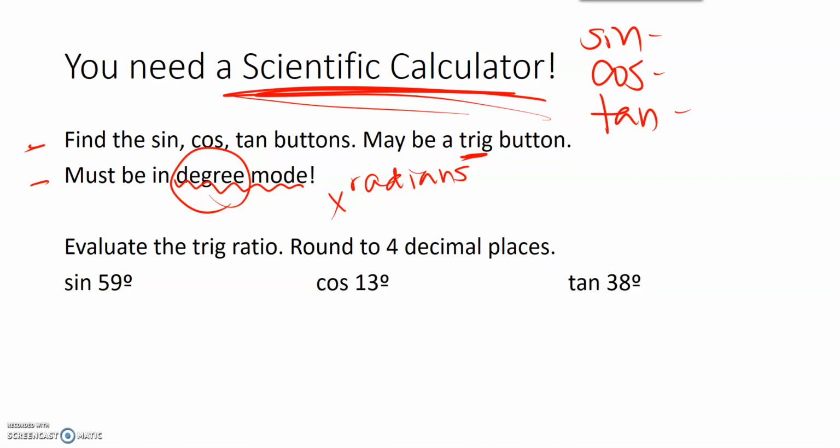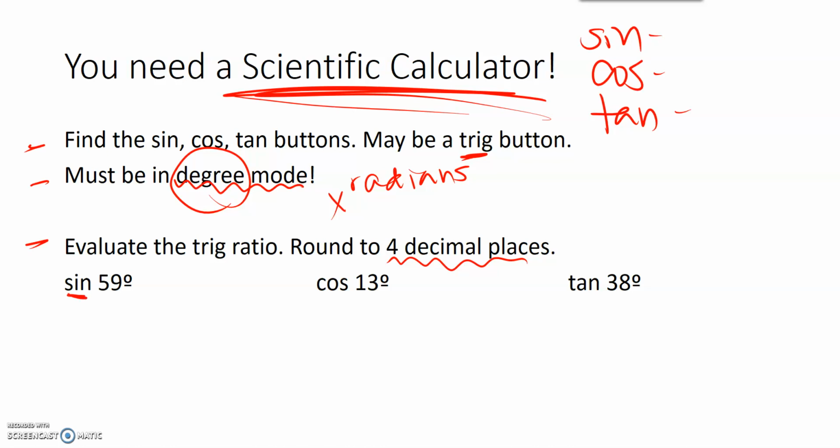Okay? Really, though, today, very easy because the calculator is going to do all the work for you. The rest of our notes here are going to fly. They're going to be really quick. So what we're going to do is we're going to evaluate the trig ratio here, and we need to round it to 4 decimal places. Okay? So we have sine 59.